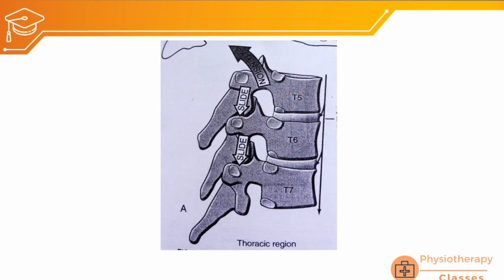During extension, that is when the vertebral body moves posteriorly, the inferior articulating facet of the superior vertebra will slide posteriorly and inferiorly on the superior articulating facet of the inferior vertebra. It is similar to the cervical vertebral column.